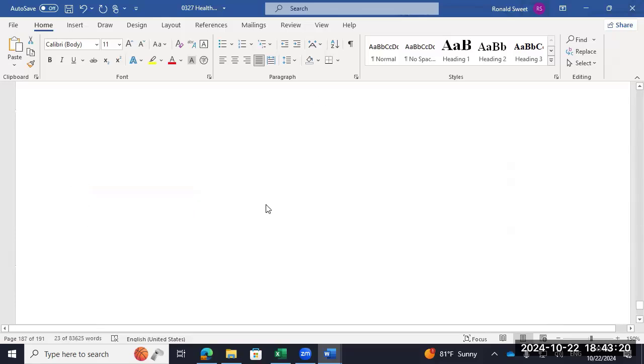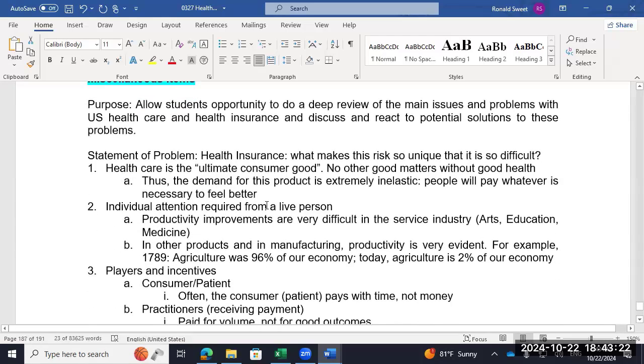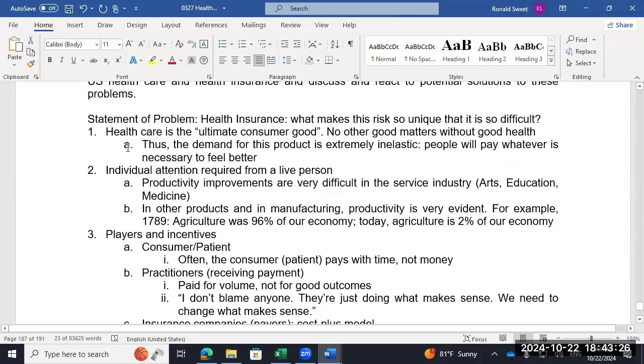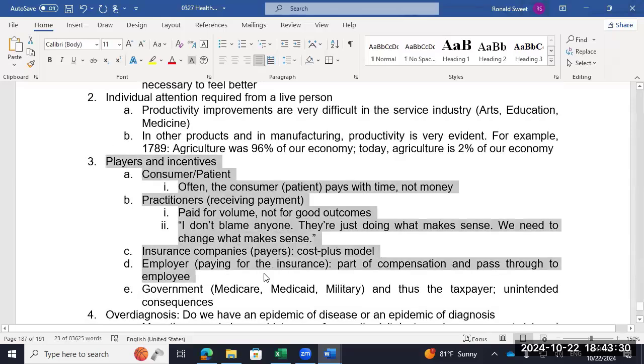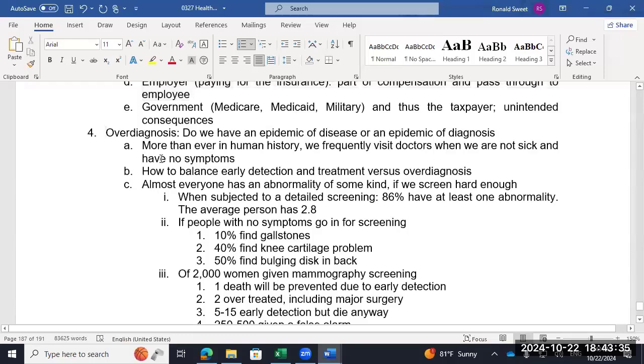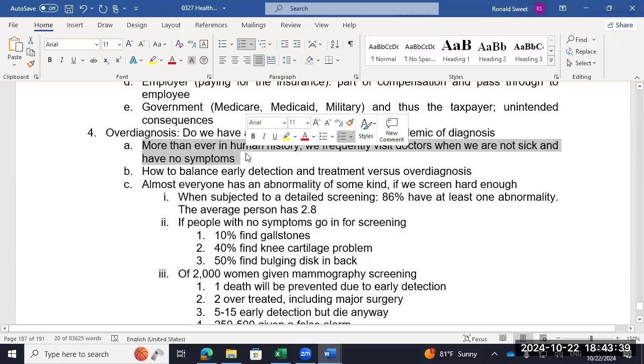All right, so that's all the articles. Got a few miscellaneous items at the end. We talked about players and incentives. So these are some notes in here. Just extra notes, overdiagnosis. Here's one thing on overdiagnosis. This is already organized for you.